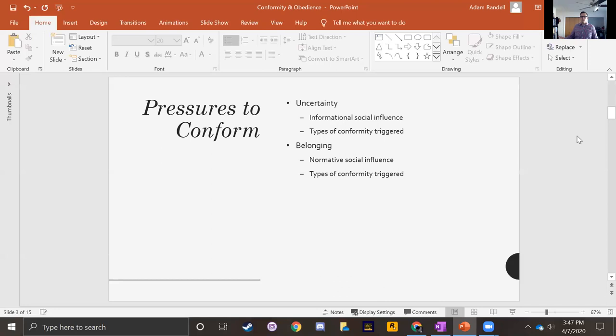In fact, we even know this through proverbs like, when in Rome, do as the Romans do, right? So when you're in these other cultures, when you're in these other places, you don't know what to do. You are uncertain about what to do, right? So you conform. You conform because you don't know what the right thing is to do, and so you look to other people, all right?